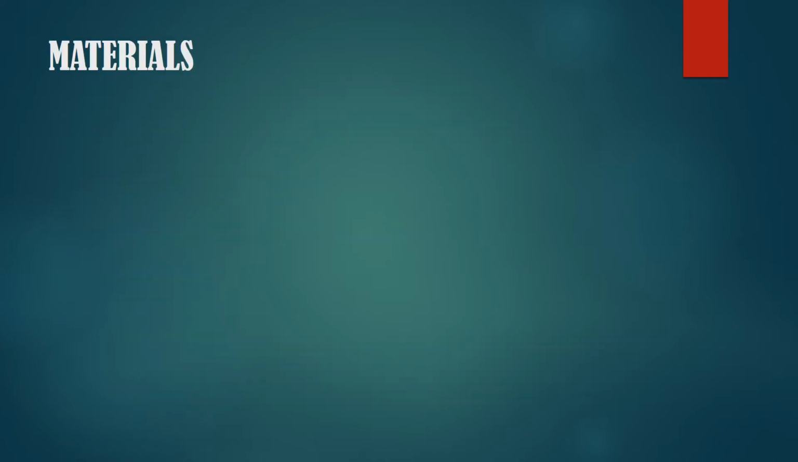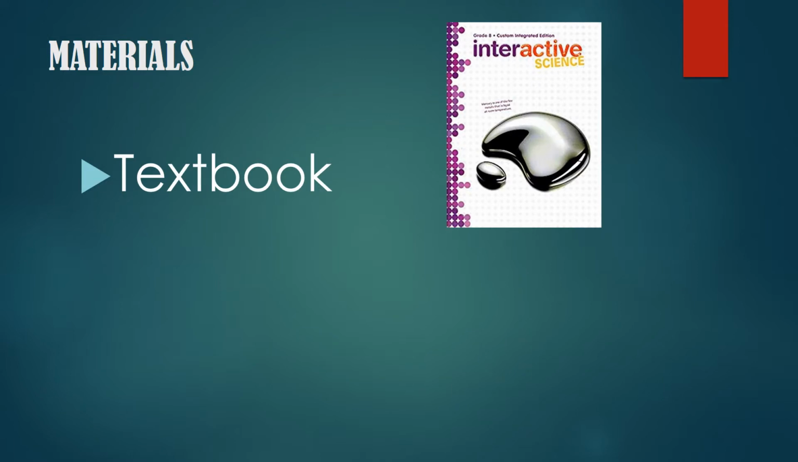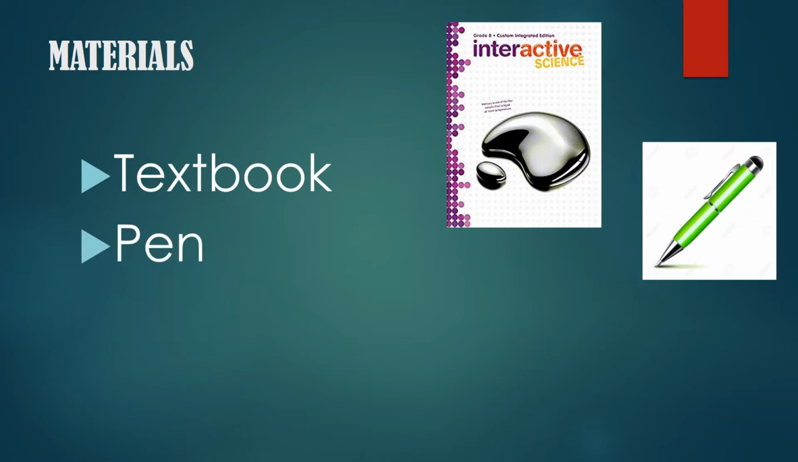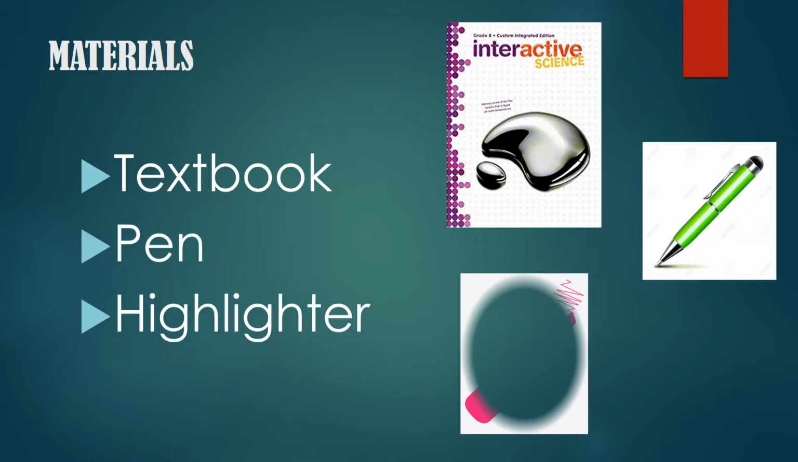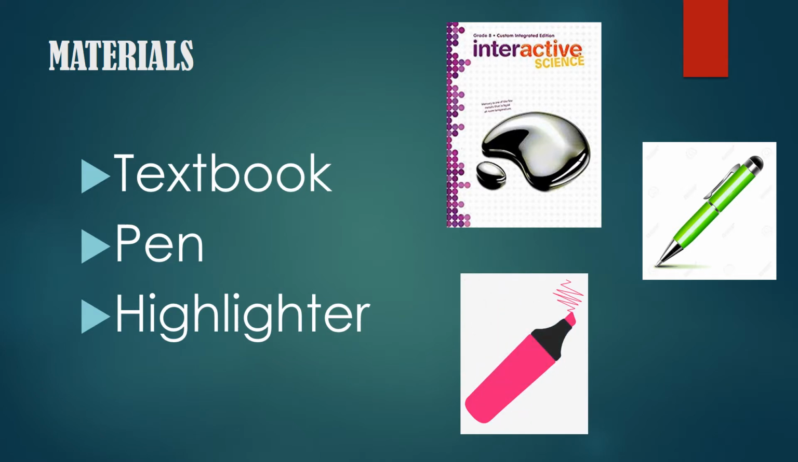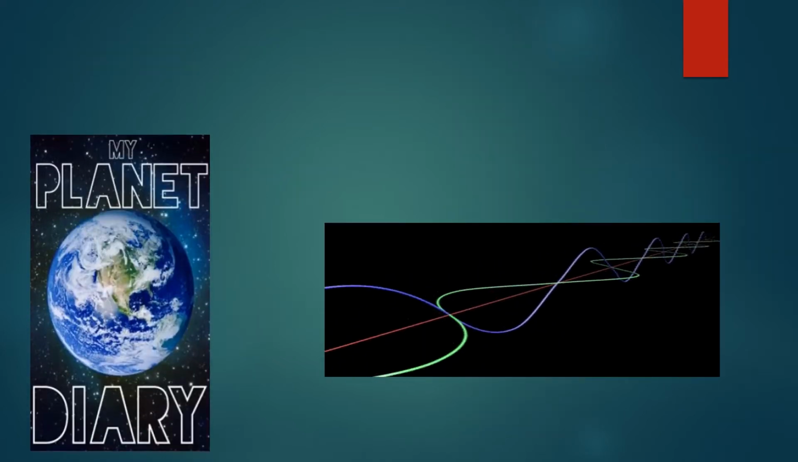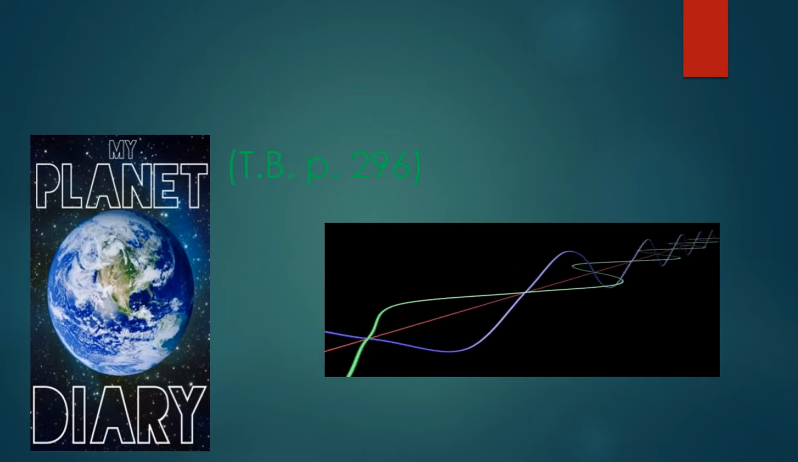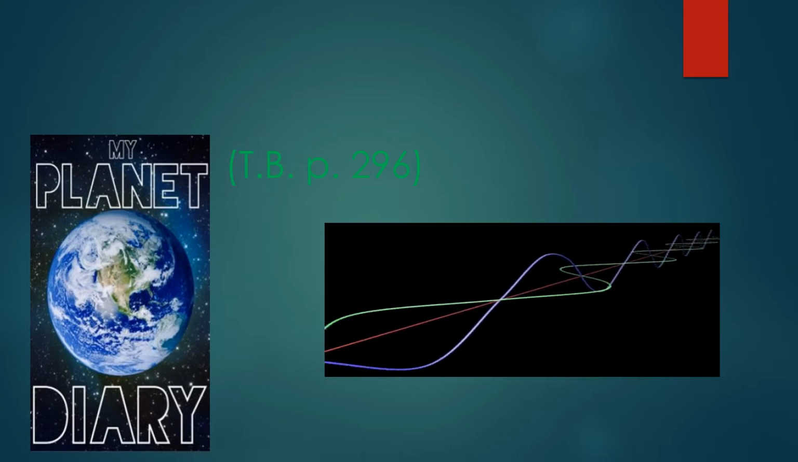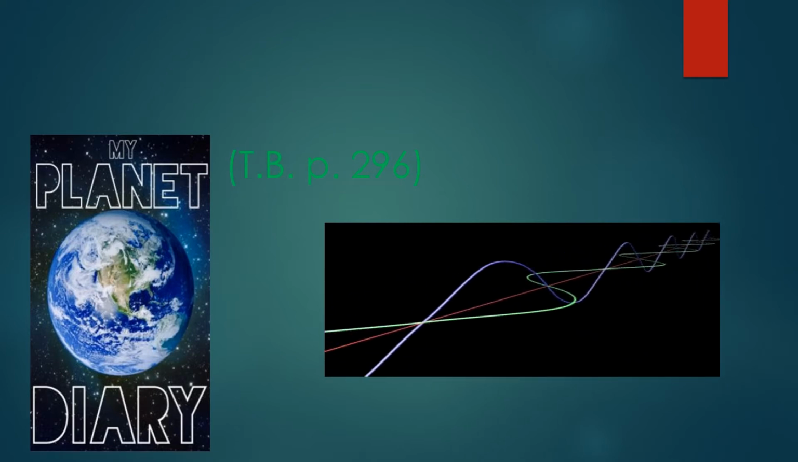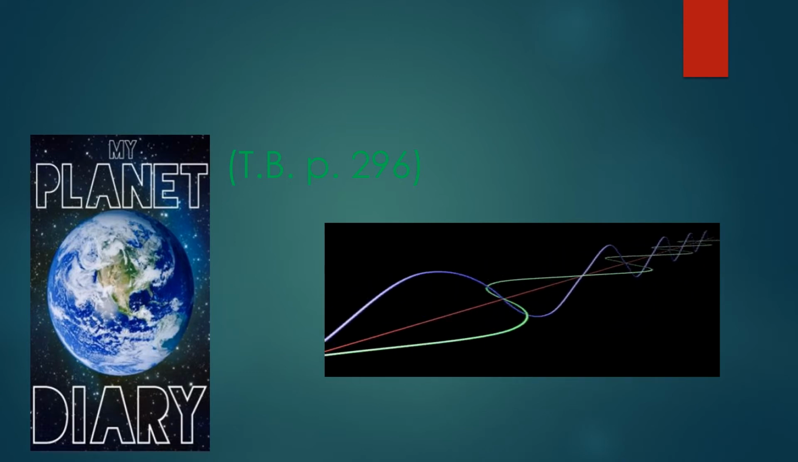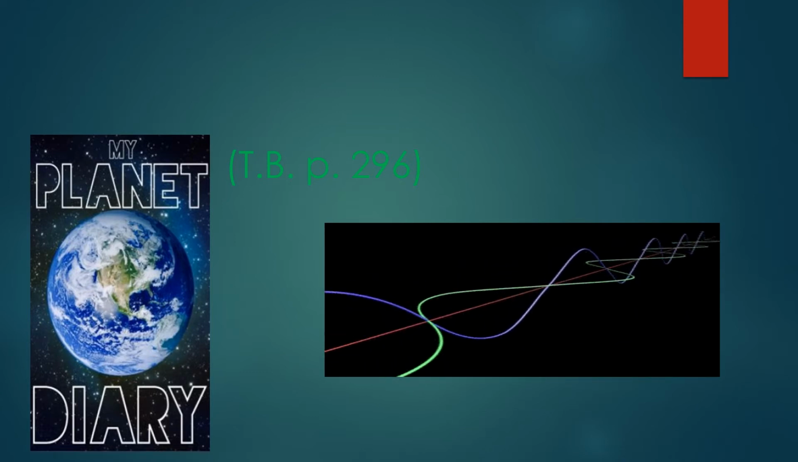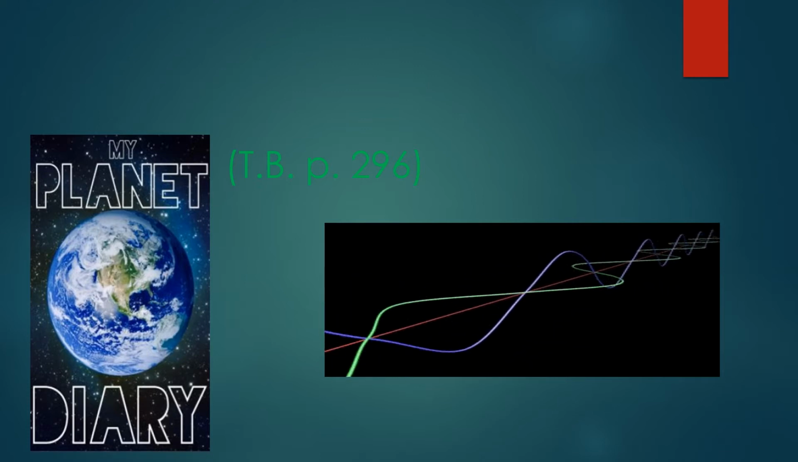So before we proceed with our new lesson, I want you to prepare the following materials with you. First, you have your textbook. The next one, you have your pen. And lastly, your highlighter. I want you to open your textbook on page 296. Read My Planet Diary. This is a blog posted by Justin. After reading the passage, I want you to answer the questions.